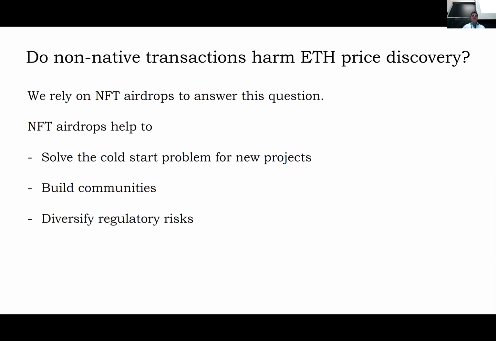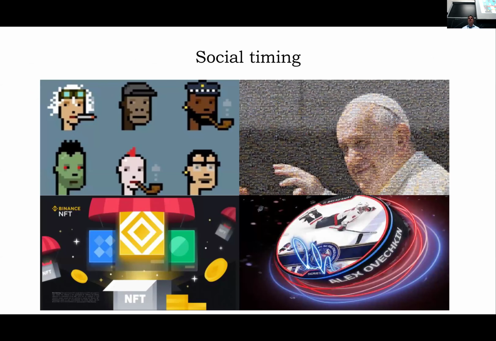And that's the reason why we look at NFT airdrops, because essentially one of the ideas is that they are really, this is the most funny slide, it's really linked to social timing, right? So the reason why these are good is because if you want to see what's the impact of non-native transactions on the price discovery of the native transaction, you want these non-native transactions not to be linked to any economic activity. You want this to be linked totally to non-economic activities, such as social events. Right? For example, NFTs are not really driven by any economic activity.